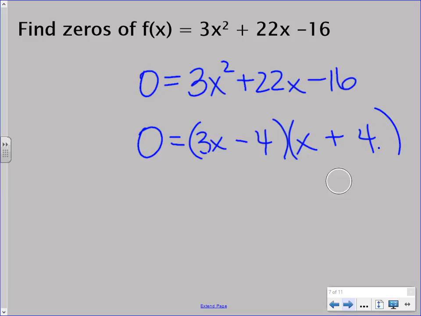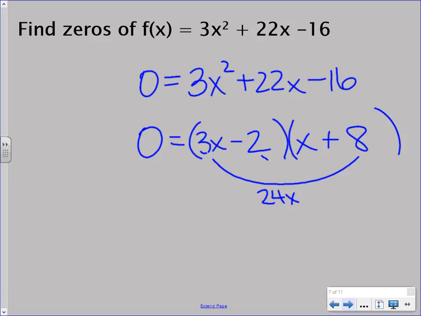Well, you know what? We tried. We're doing math in pencil. We can erase. 2 and 8. Okay? One has to be negative, one has to be positive. What's 3x times 8? 24x. And negative 2x, do those add up to be 22x? Awesome. Like I said, if you want to factor a different way than what I'm doing, go for it, but this is how I'm going to do it up here, okay?